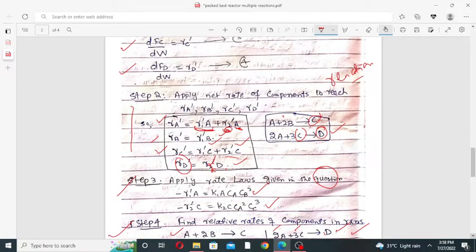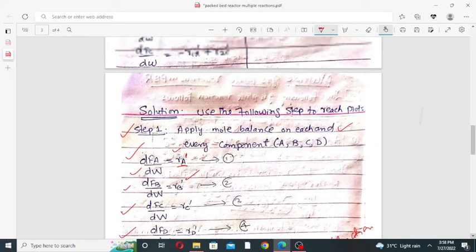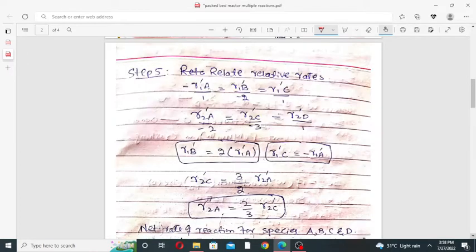Now we will go to step number 5, the relative rates. These are the relative rates we have already written. So we can relate the relative rates. It means that R1B dash can be obtained from R1A dash by simply rearranging this term. This 2 will come to this side, so R1B dash will be equal to 2 times minus R1A dash. And R1C dash is equal to minus R1A dash.